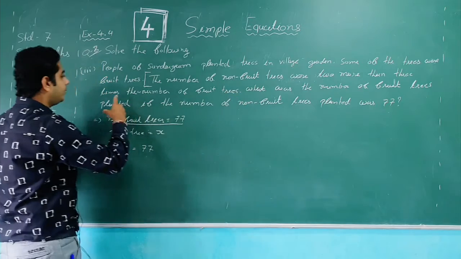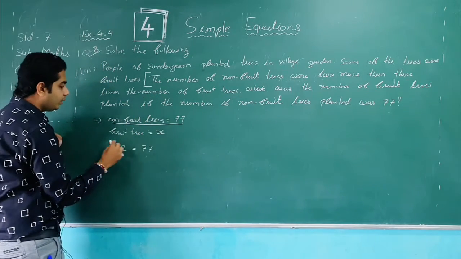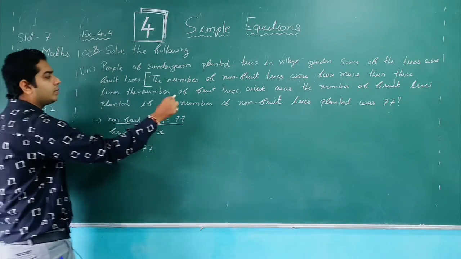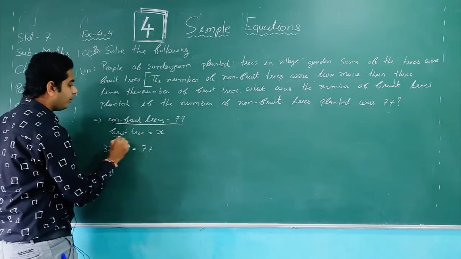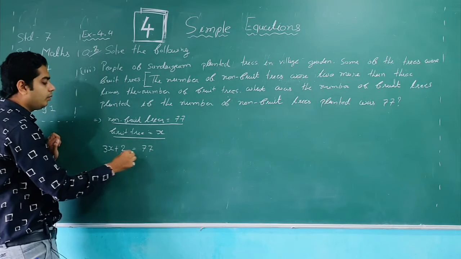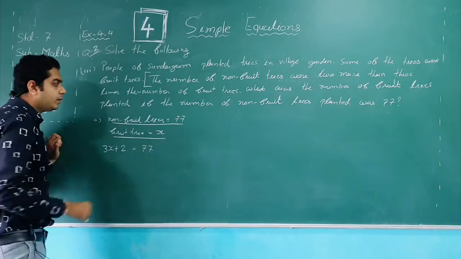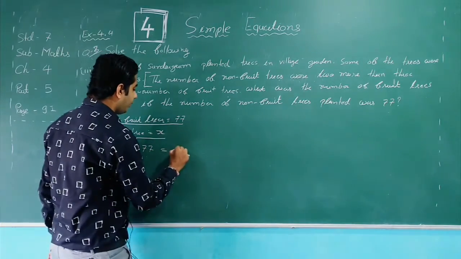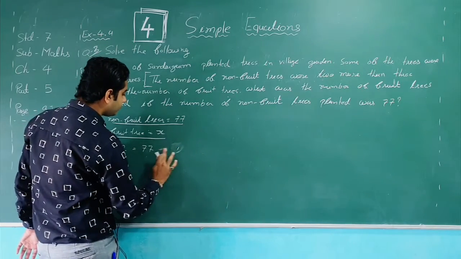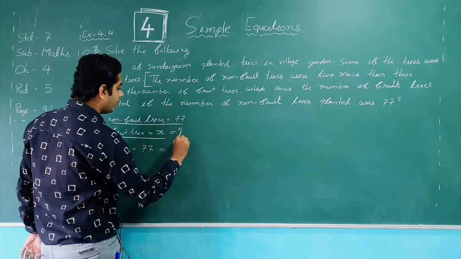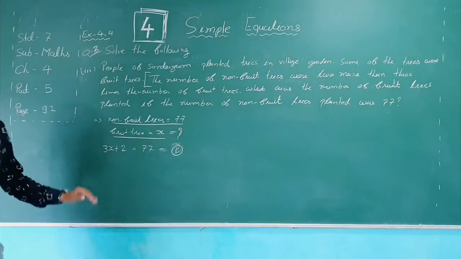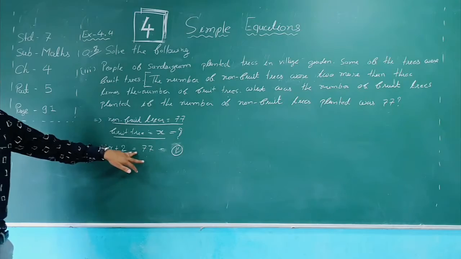2 more than 3 times a number. 3 times a number is x. So 3 times a number of fruit trees. So number of fruit trees is what? X. So 3 times the number of fruit trees, which is 3x, plus 2 is equal to 77. Now what do we have to find out? We have to find out the number of fruit trees. So our question is made and our equation is properly done. The equation we made is 3x plus 2 is equal to 77.